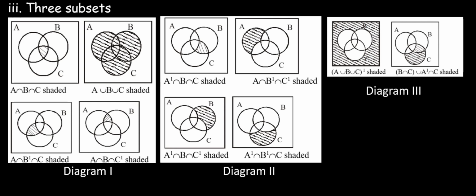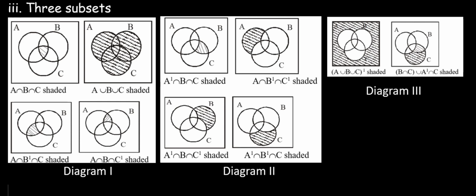The last part of the diagram in diagram 2, we have A prime intersection B intersection C prime, shaded. What that simply means is that B is shaded, but anything that has to do with A and C is avoided in the shading, which is to say B only.